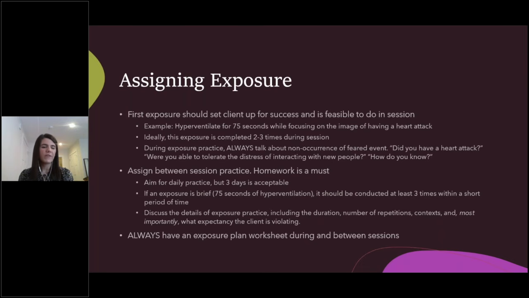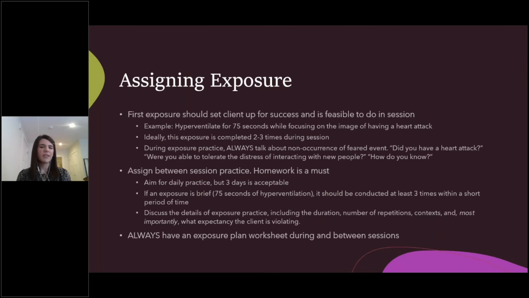And you may pick 75 seconds because they may say to you that they can only tolerate it for a minute, for example. And because this is such a short exposure, 75 seconds is not super long, ideally you would then do the exposure 2 to 3 times during session. You don't want to just do it once.